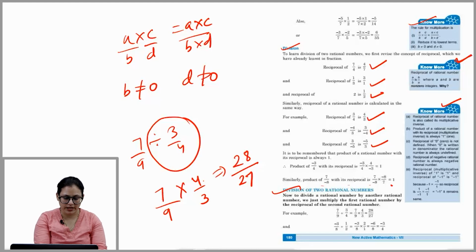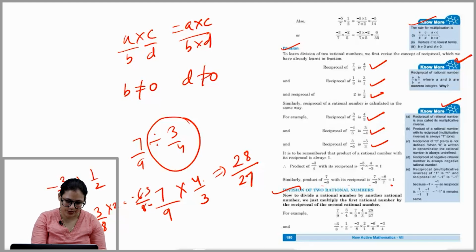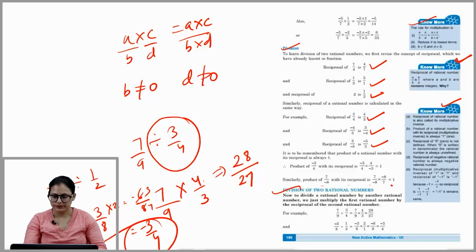Similarly, minus 3 by 8 divided by 1 by 2. Minus 3 by 8 into 2 is equal to minus 6 by 8. Or you can also convert it into simplest form, that is 3 by 4. So, minus 3 by 4.